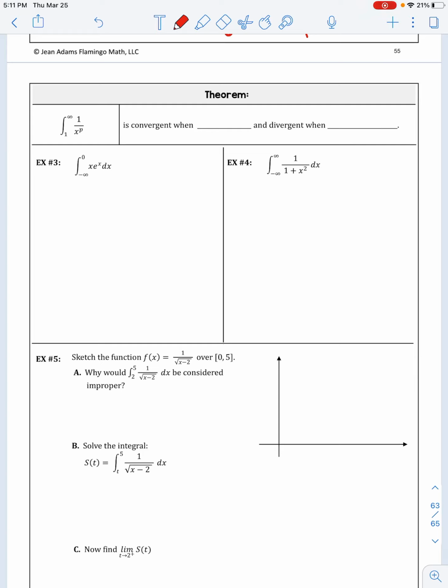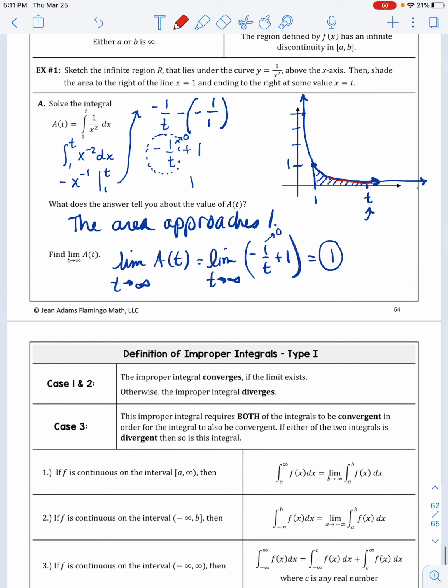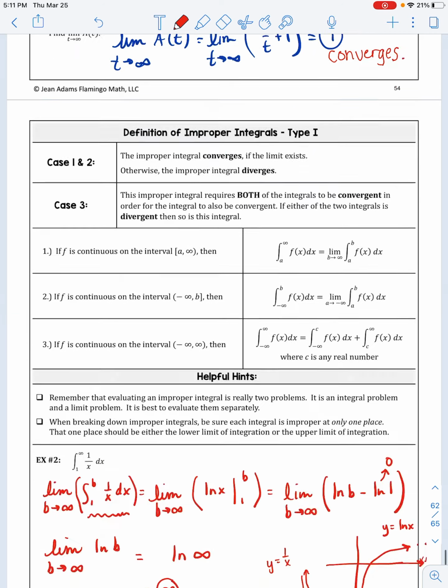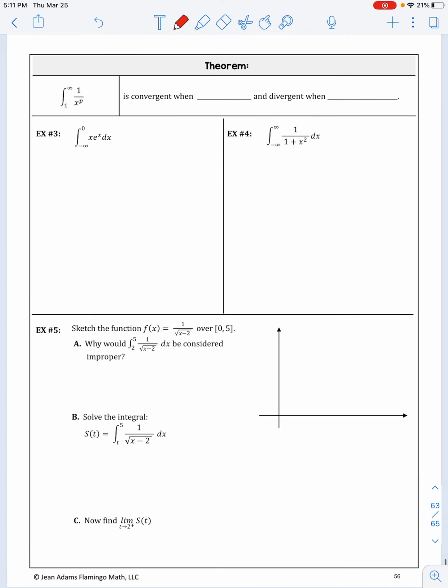Because 1 over x diverges. So when p is 1, it definitely diverges. And when p is 2, it converges. Even though I didn't show you that, since I got an exact answer here on example number 1, an actual finite answer, we can say that this converges because I got a finite answer. Where this one, I got an infinite answer, and so we said it diverged.